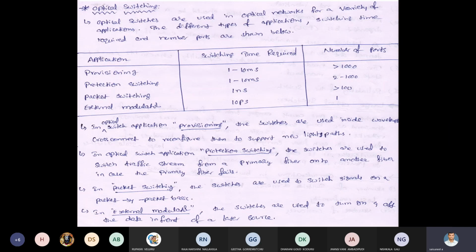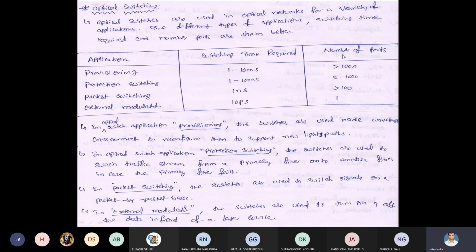Here, for each application, what is the switching time required? That is, how much time it takes to connect, either on condition or off condition. That is 1 to 10 milliseconds for provisioning. For protection switching, 1 to 10 milliseconds. For packet switching, 1 nanosecond. For external modulator, it is 10 picoseconds.